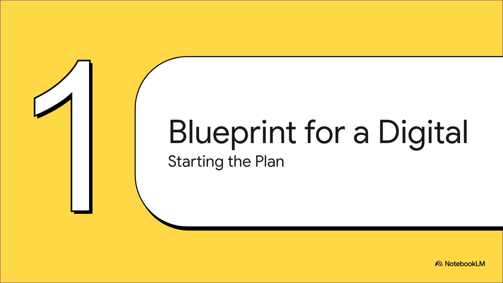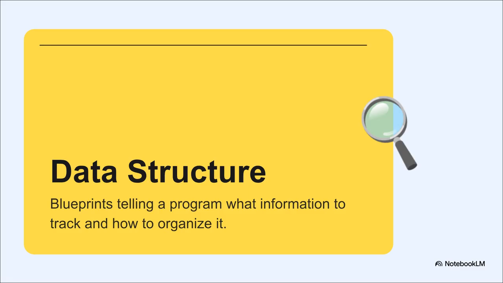First up, creating the blueprint. Just like building a house, you can't just start throwing up walls. You've got to have a solid plan. In the coding world, that plan has a name. It's called a data structure. And honestly, the best way to think about it is exactly like an architect's blueprint. It's not the house itself, right? It's the detailed set of instructions that tells the program precisely what information it needs to keep track of and how all those pieces are supposed to fit together. It's the absolute foundation for everything we're about to do.